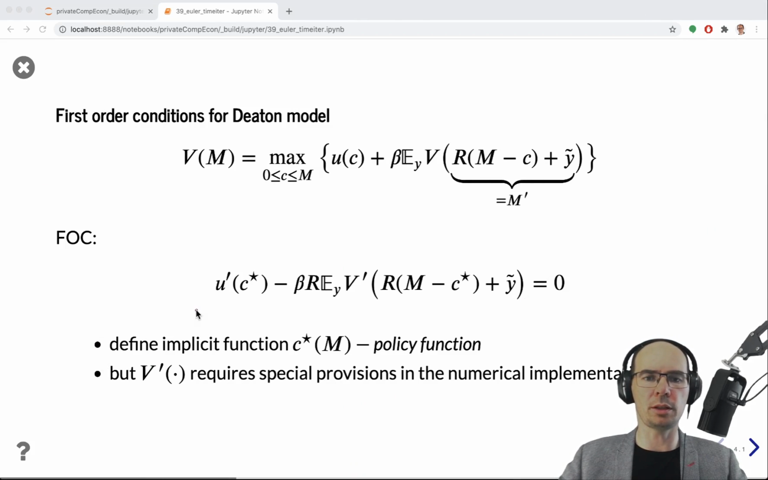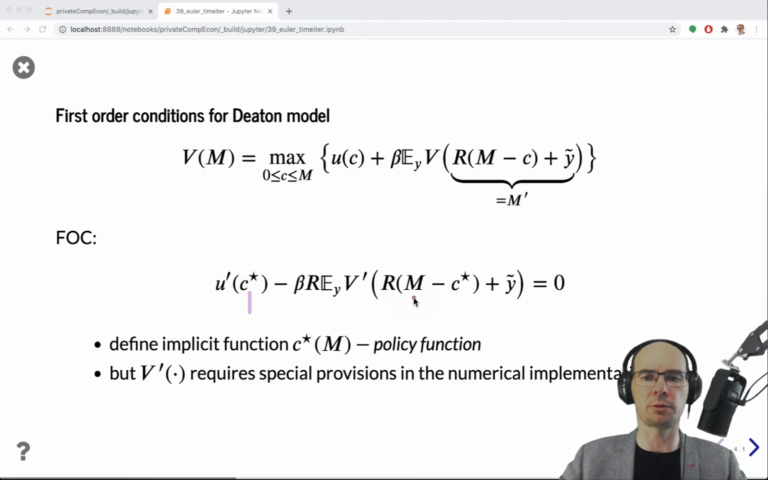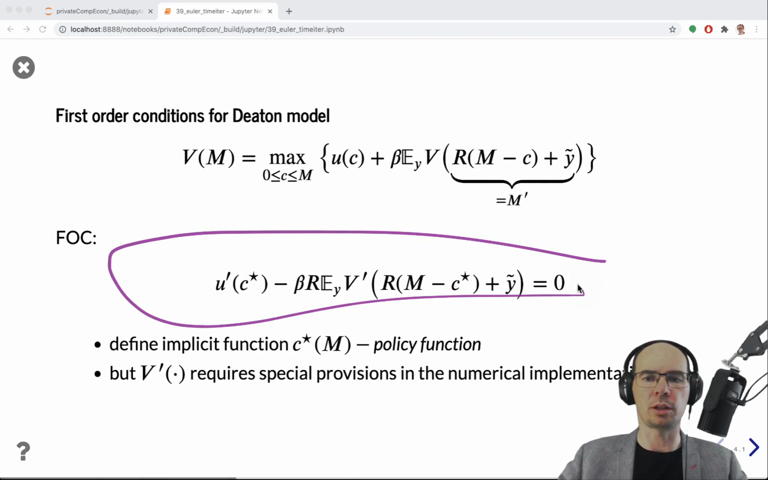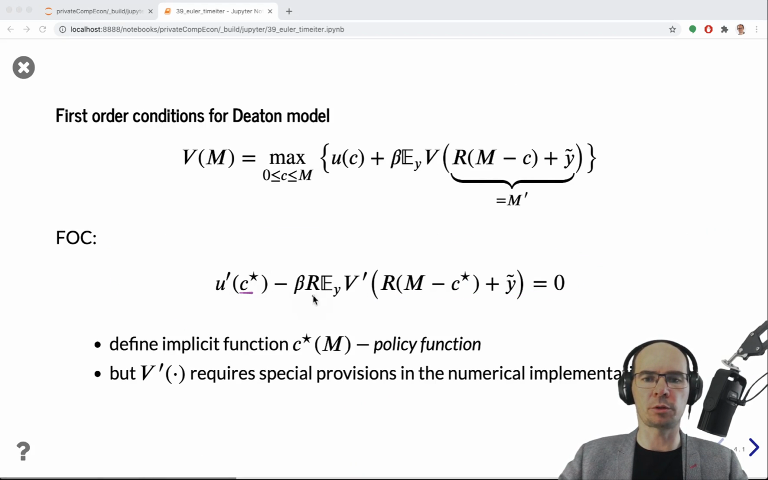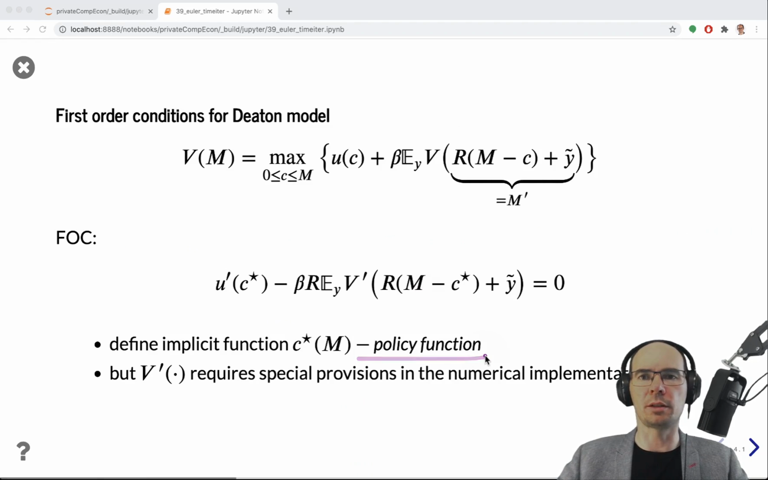Now, this equation here implicitly defines C star as a function of M, right? Everything else, like beta, R, Y, or parameters of the distribution of Y, everything else is fixed. It's only M which is the parameter in this expression here. So we have a function C star of M that the first order conditions define. And that, of course, is a policy function that tells us what's the optimal choice given the current state in which the dynamic model resides.